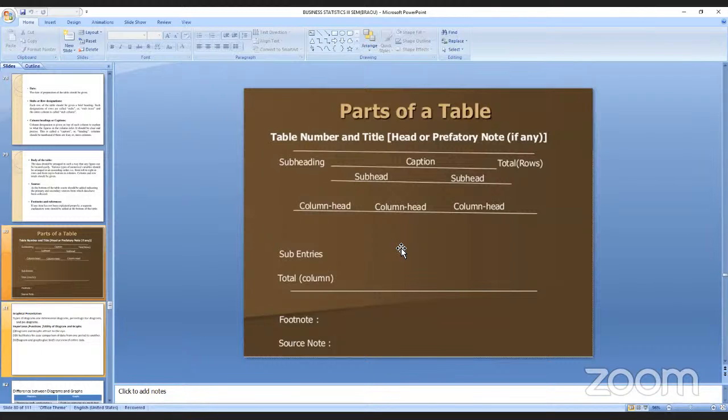See the parts of the table. First, table number and the title. Is it? Do you understand the table? Yes, ma'am. When I explain, this one you must also draw.